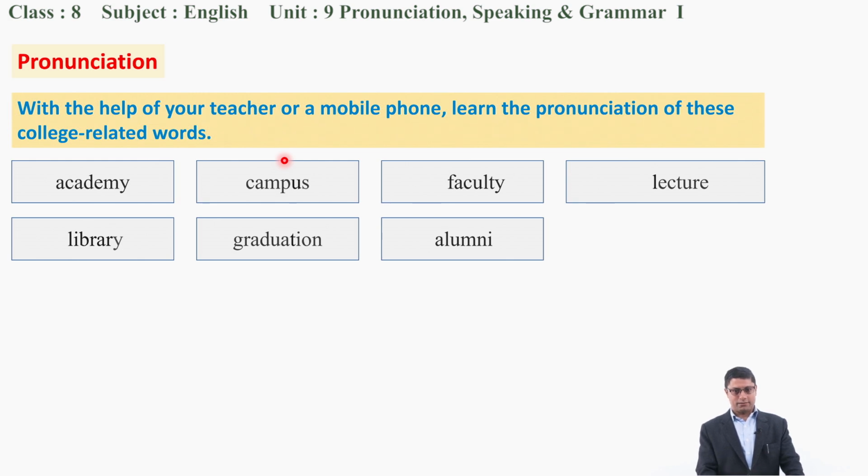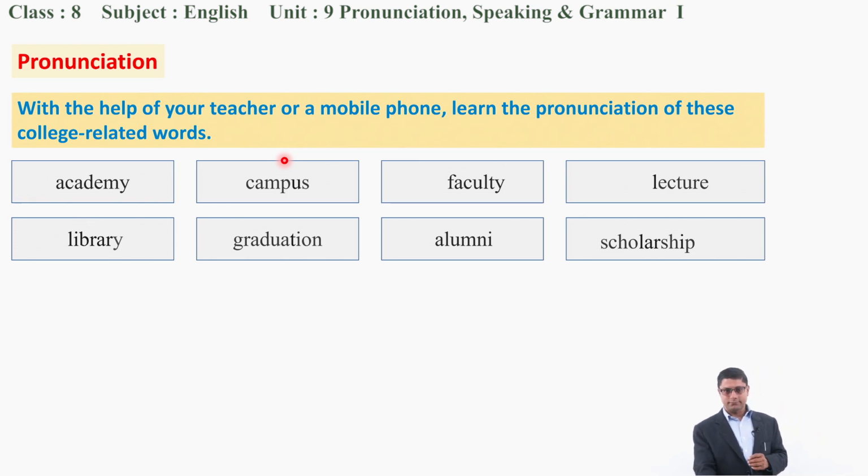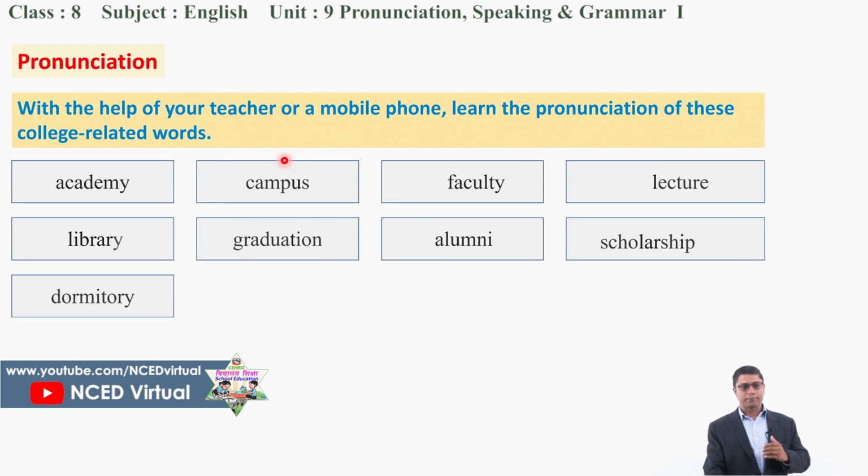Okay, just try to pronounce this word. Okay, now listen. Alumni. Alumni. Okay, did it match? That's wonderful then. Okay, next word. Please try pronouncing this word. Okay, now listen and check. Scholarship. Scholarship. Okay, I hope you pronounced the word well. You learnt it. Now, next one.